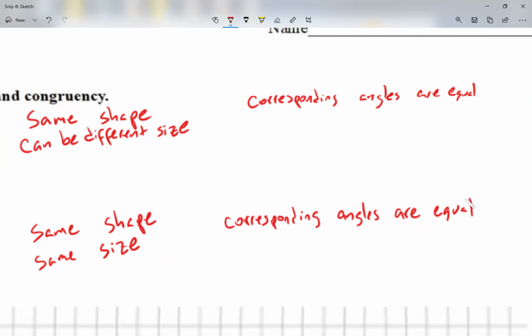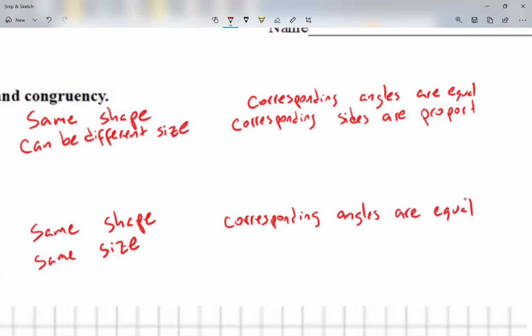Now, for similarity, corresponding sides are proportional. I'll talk about proportional in a minute. Corresponding sides are proportional. You might be wondering, what does that actually mean? What does proportional mean? So let me extend this.